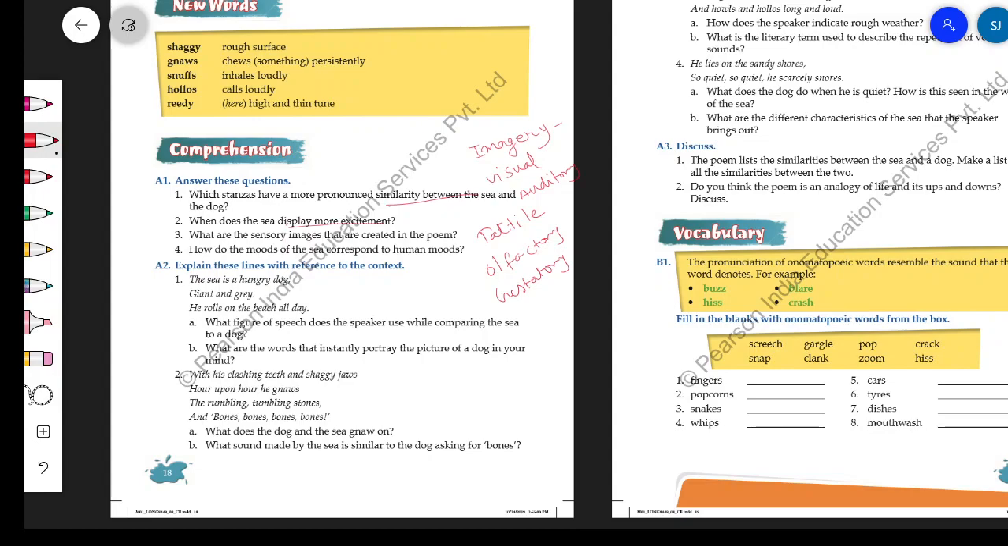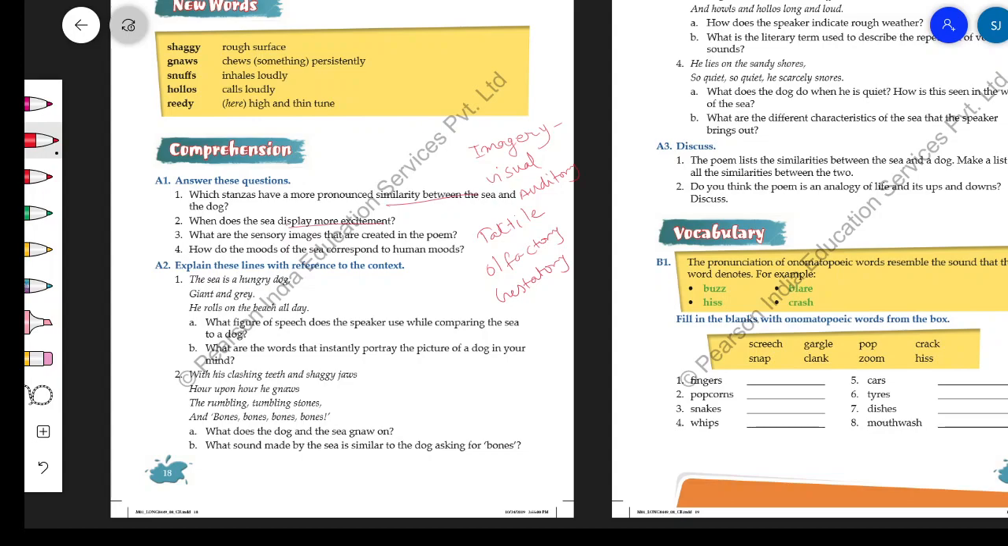like rough sea is compared with a dog, and then the imagery of giant and gray is used, that is a visual imagery. Rolls on the beach, another visual imagery. Clashing teeth and shaggy jaws, ये भी, या फिर moon rocks in the stormy cloud, all these are examples of visual imagery.